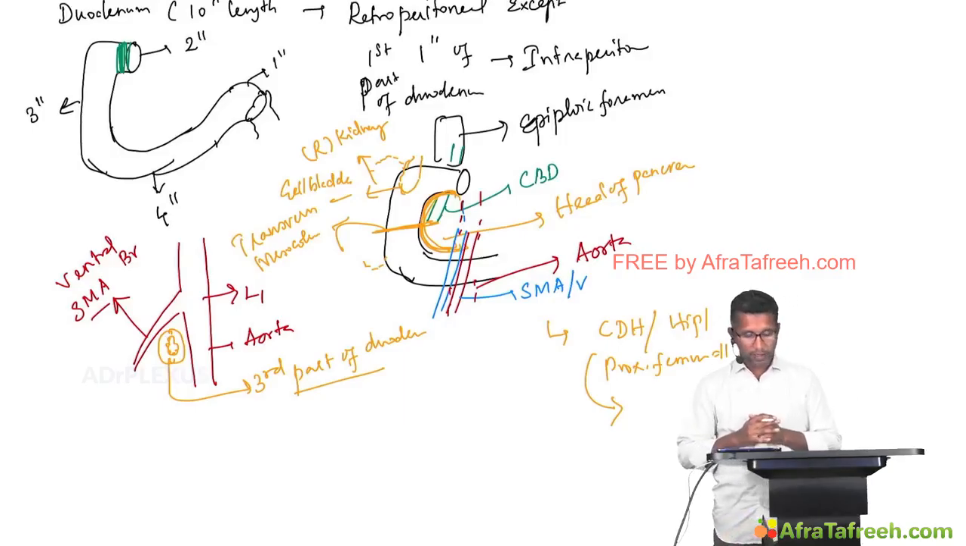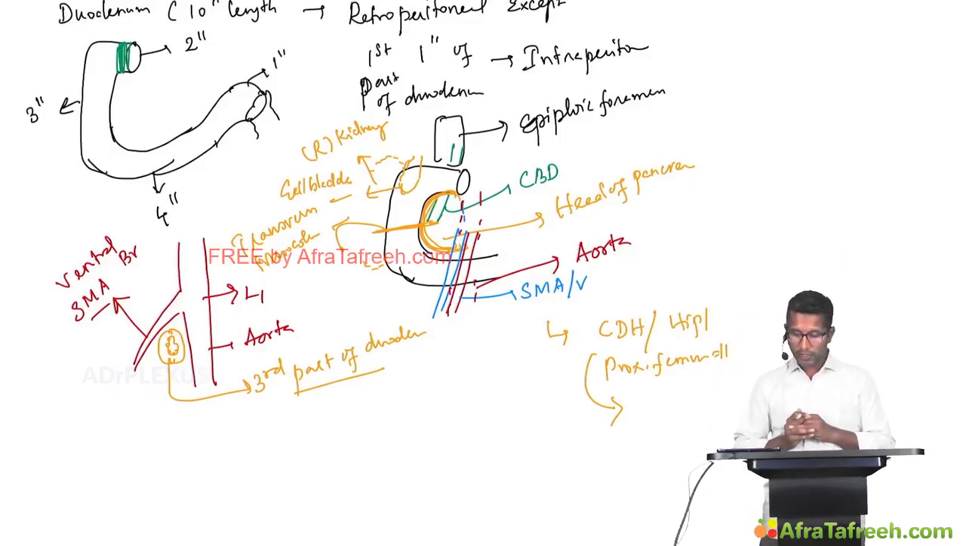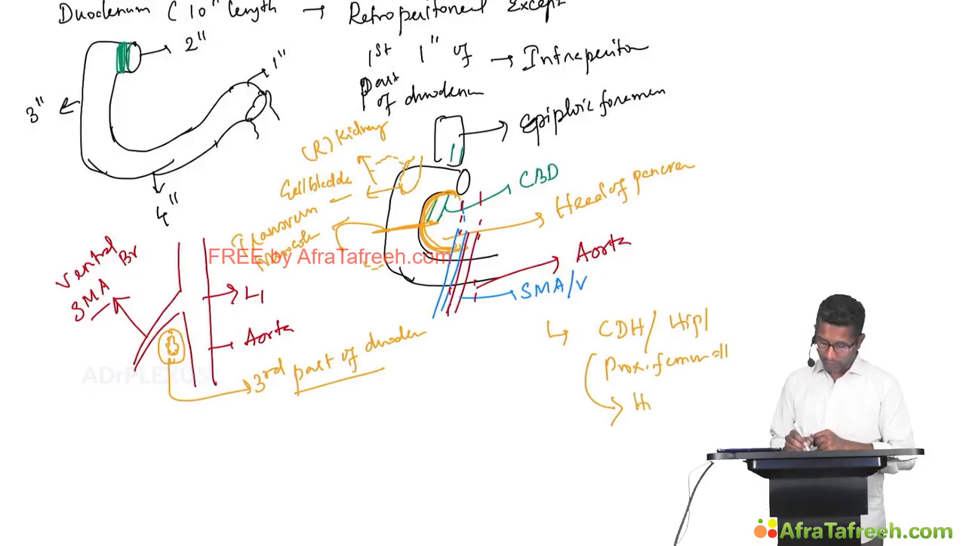Athira, yes, Pavlik harness is a harness. Okay, so we don't call that a spica. That is called a hip spica. Very good, that is called a hip spica.